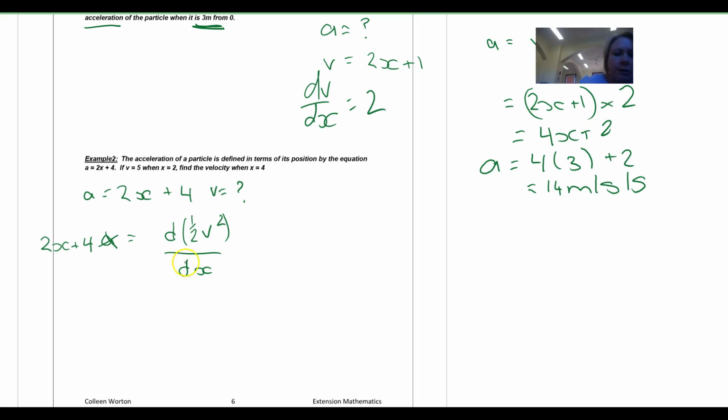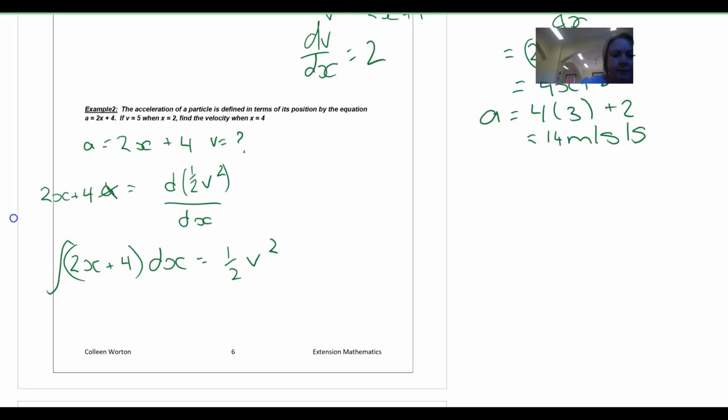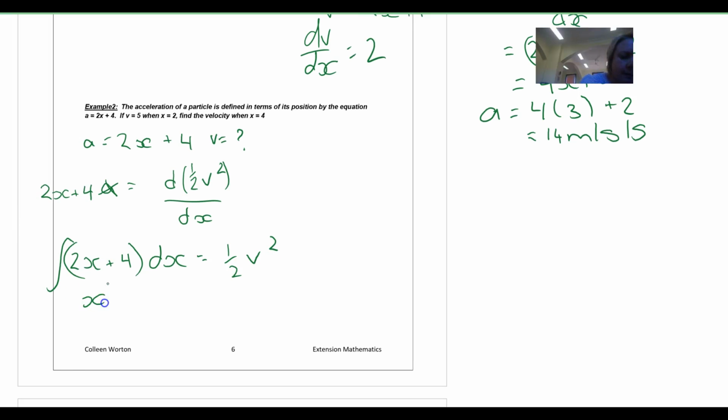What's the opposite to differentiation? Integration. So if I integrate 2x plus 4 dx, it's equal to half v squared. Now this is going to be x squared plus 4x plus c, which is half v squared.